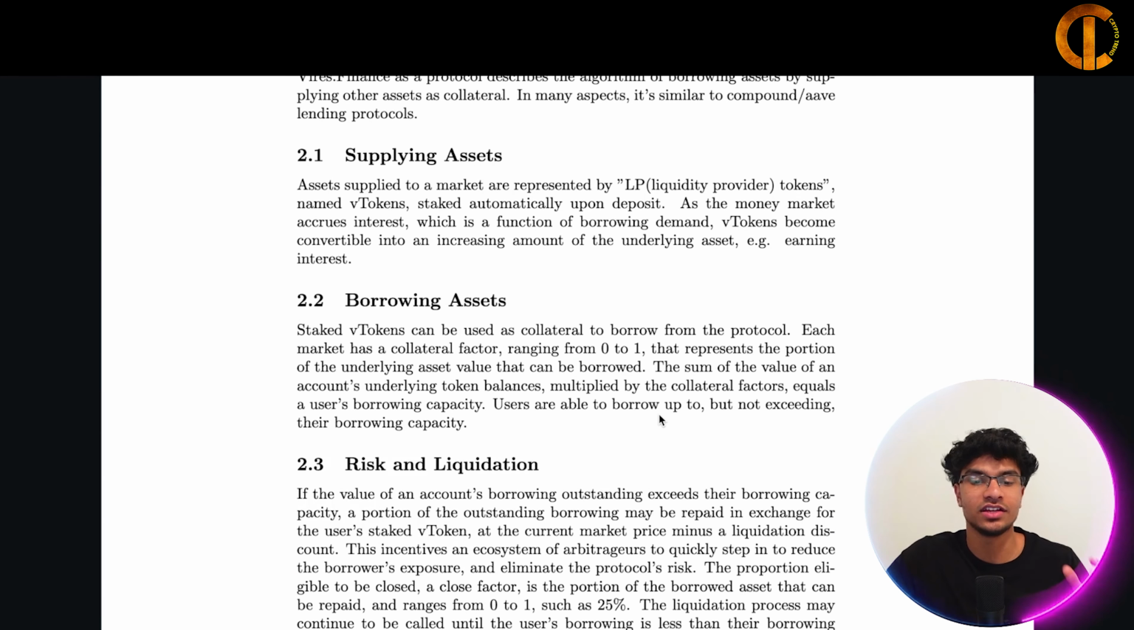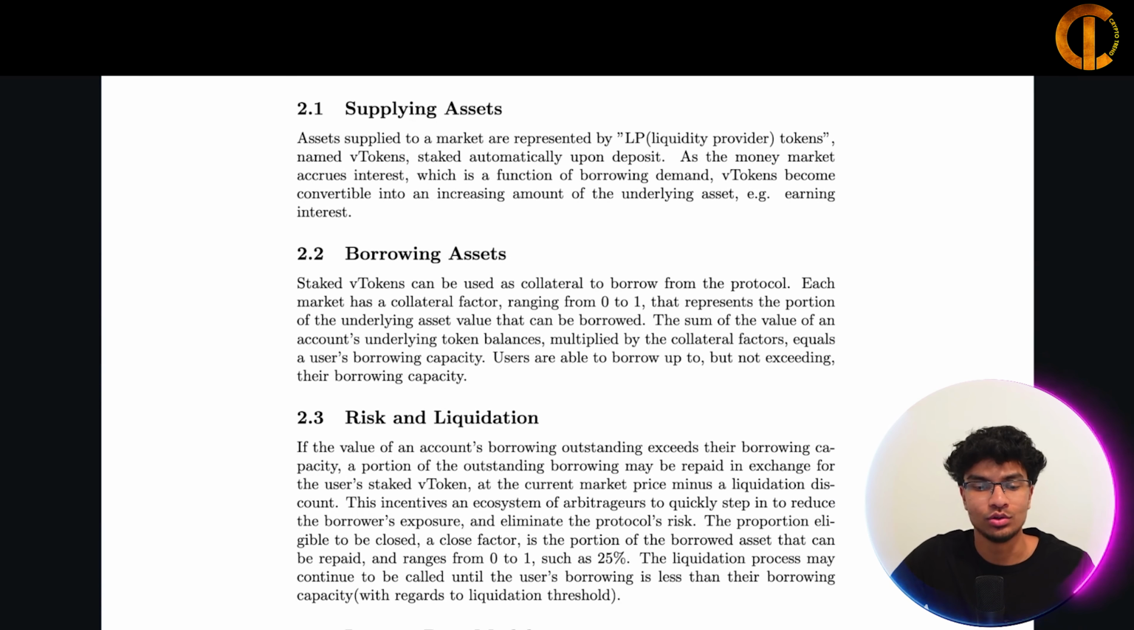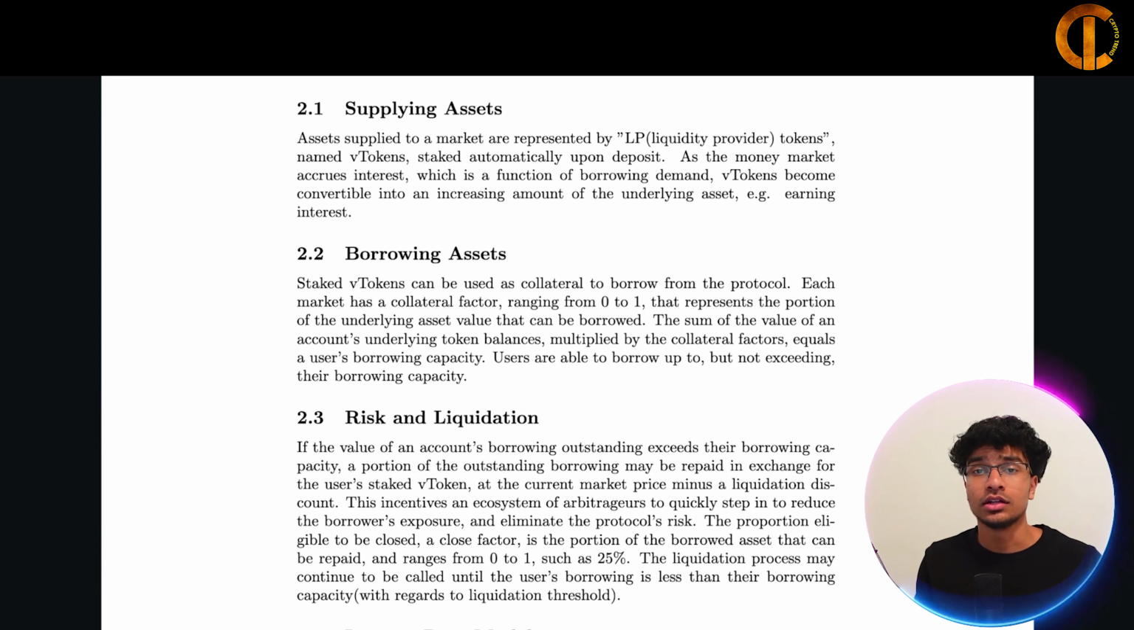And for borrowing assets, staked V tokens can be used as collateral to borrow from the protocol as well. Each market has a collateral factor ranging from 0 to 1 that represents the portion of the underlying asset value that can be borrowed. Now, the sum of the value of an account's underlying token balances multiplied by the collateral factors equals a user's borrowing capacity. So users are able to borrow up to but not exceeding their borrowing capacity. So that's how much a user is allowed to borrow of each asset.